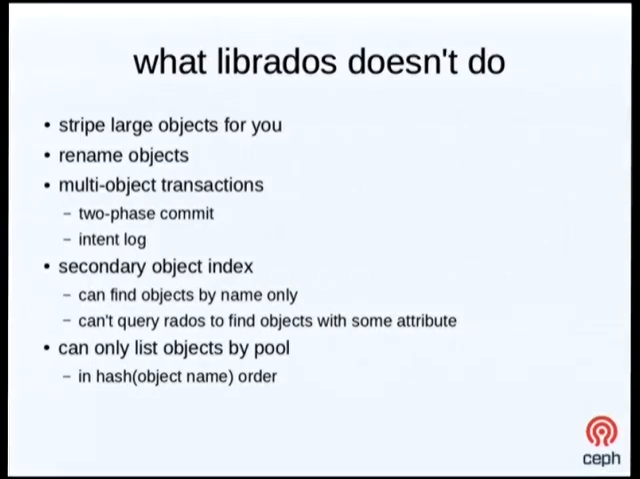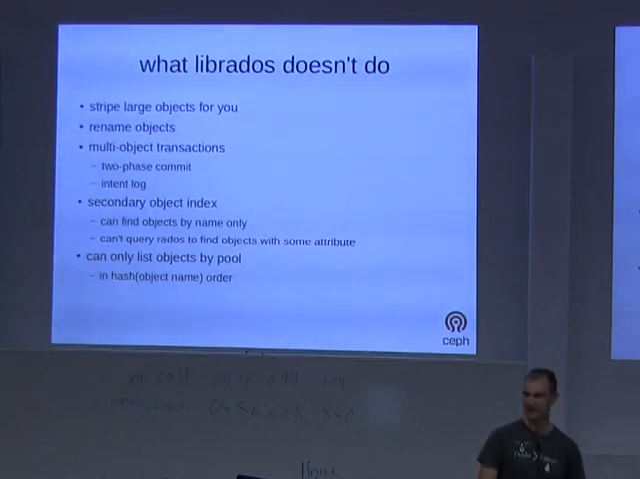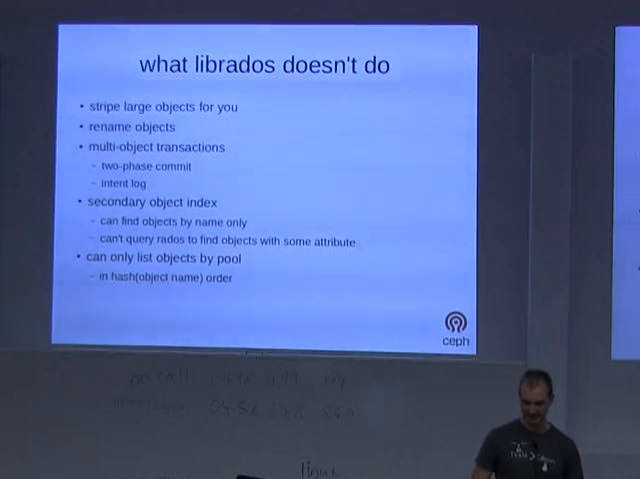You can't do multi-object transactions. So we're not a database, and we're not really trying to be. If you have 2 objects that are stored in the system that need to be updated in tandem, then you need to do the coordination about doing that in a safe way on your own. Usually people use a 2-phase commit or an intent log, tried and true strategies there. And that's exactly what the file system and Rados gateway do. They have their own mechanism for keeping things consistent.